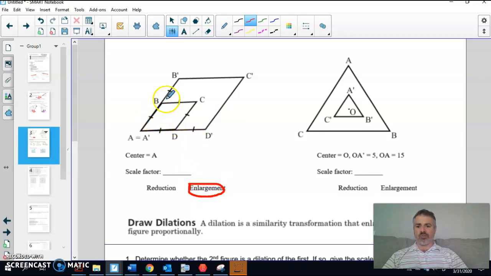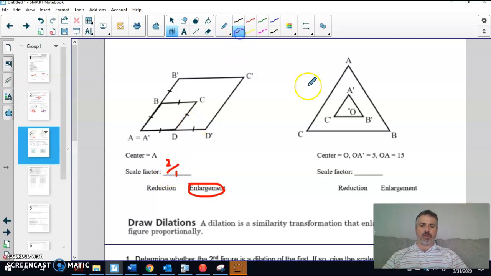Well, if these are all congruent, the B to B prime would be 2 of these congruent lines. So it would be 2 of those, whatever the measures are, over the image measure, or the pre-image measure, which is just 1 of those. So that's going to be 2 to 1.